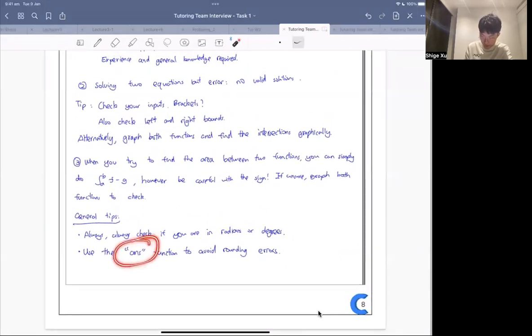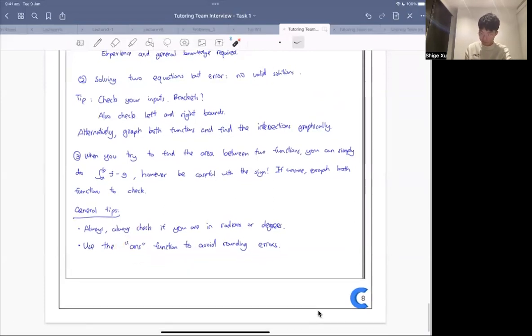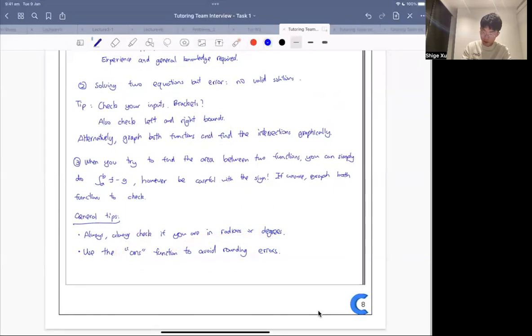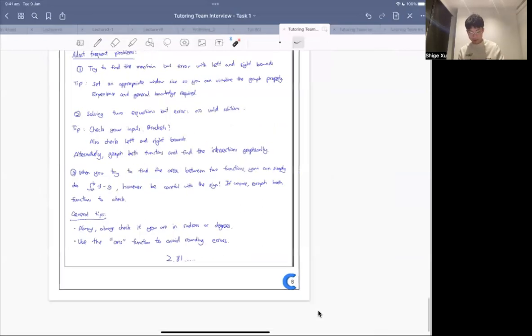Also, use the answer function. So this one function stores the value from your last calculation. So you can keep your solutions from your last step and use it in your future steps. So you can use this to avoid rounding errors. And maybe on the exam paper, you can just write, for example, 2.81..., just to represent that you saved the decimals in your calculator. So just some general tips.